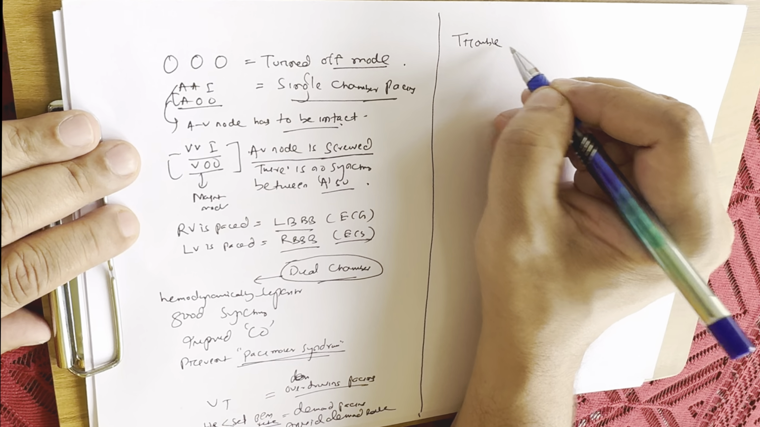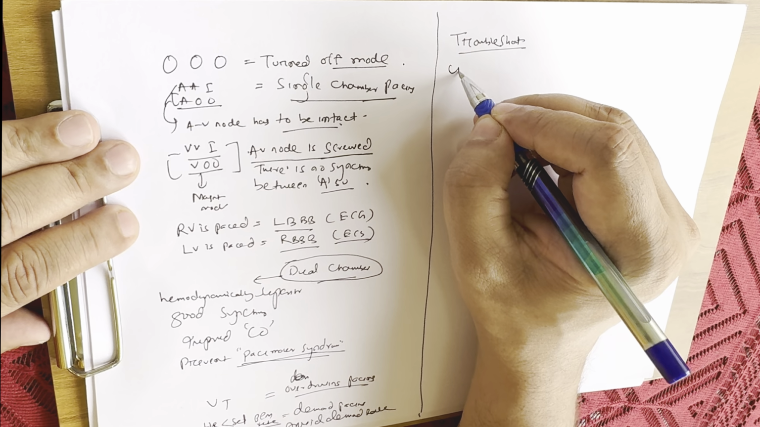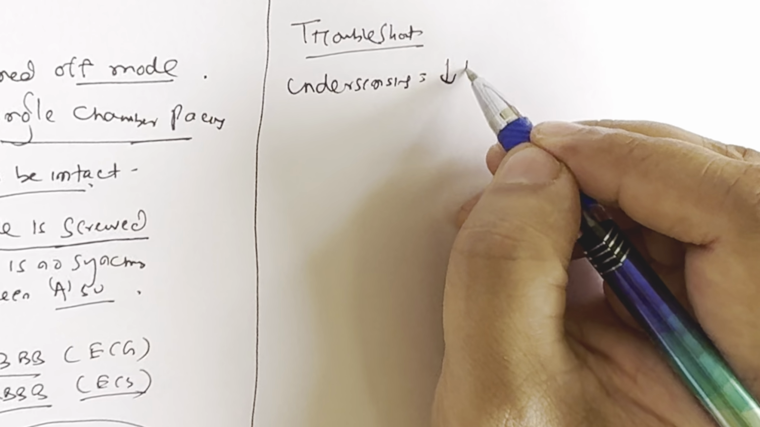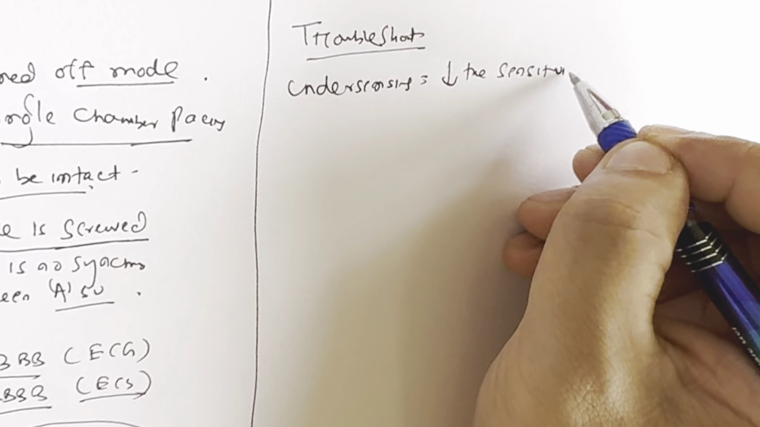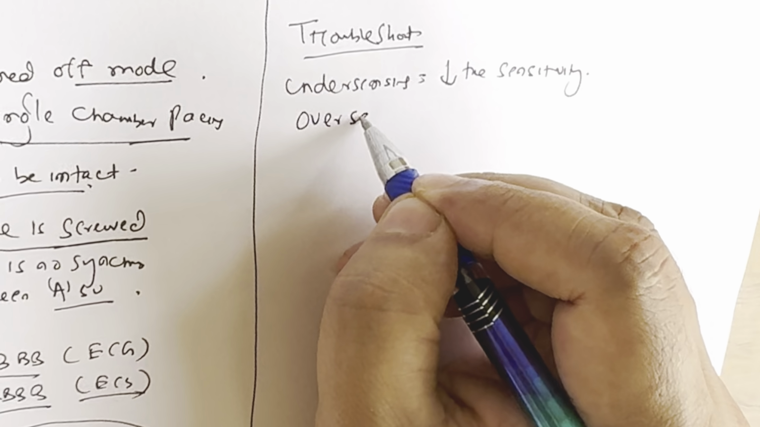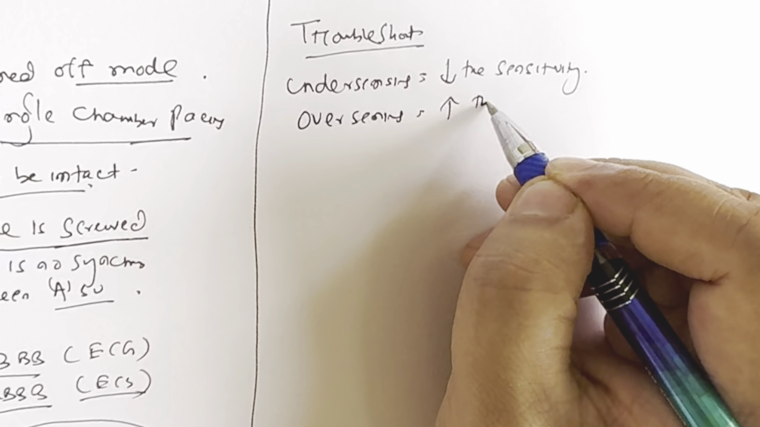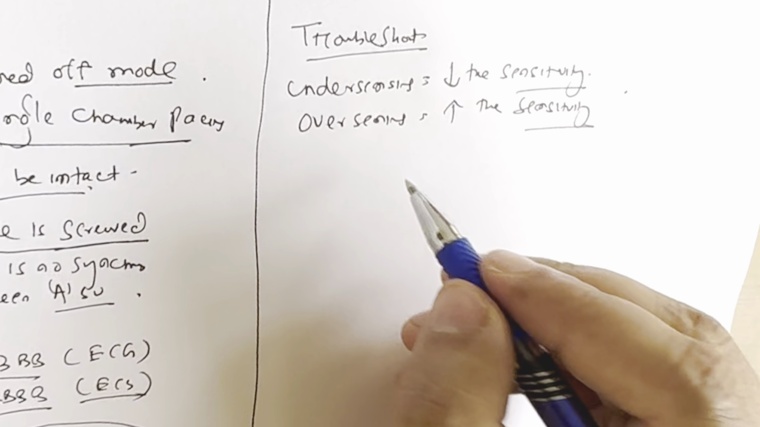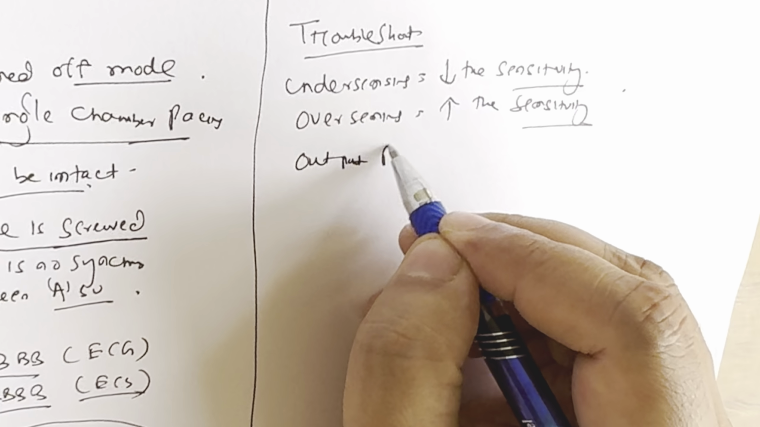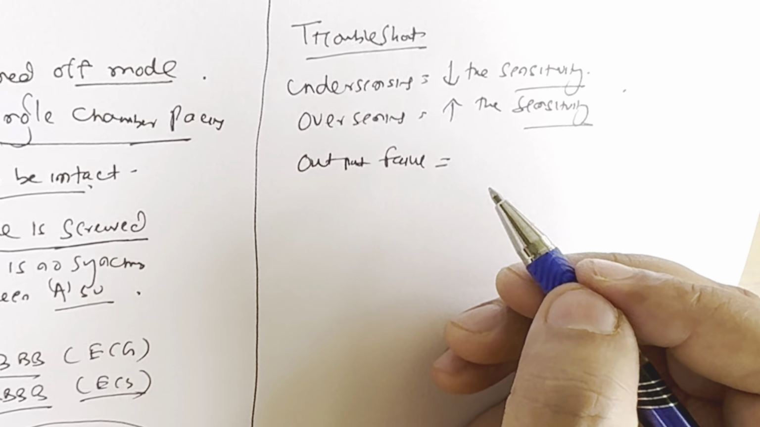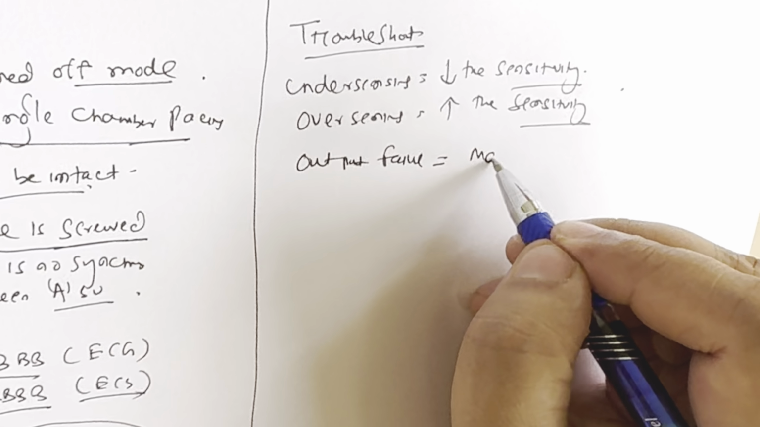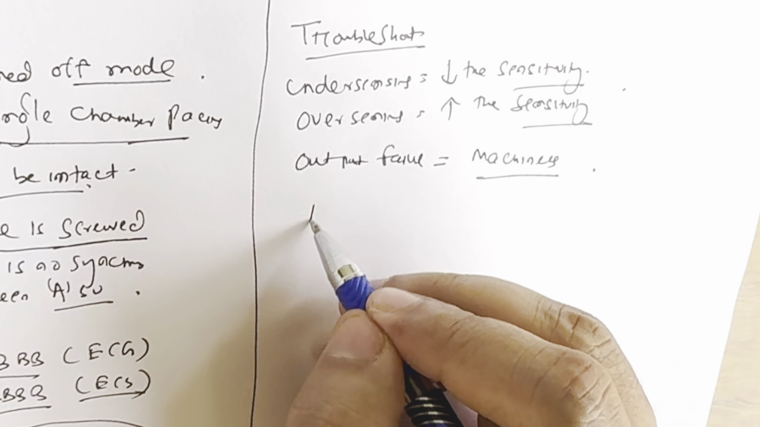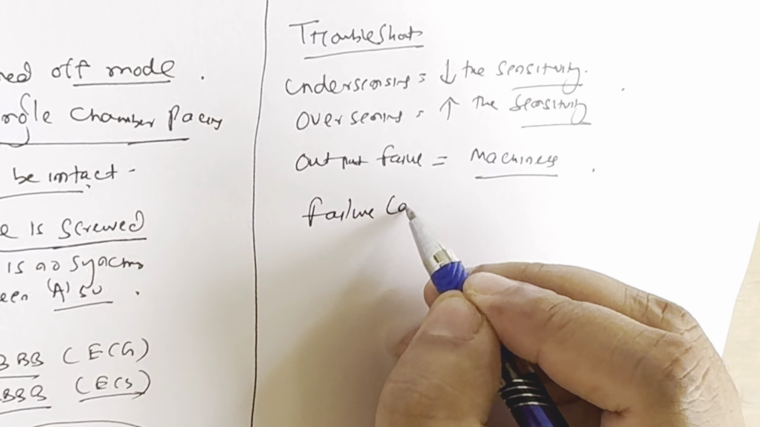We'll just have a look at it. So undersensing, you decrease the sensitivity. Oversensing, you increase the sensitivity setting, right? Output failure, machine problem, mainly check connections, etc., right? Failure to capture, here the ICU team comes into existence.